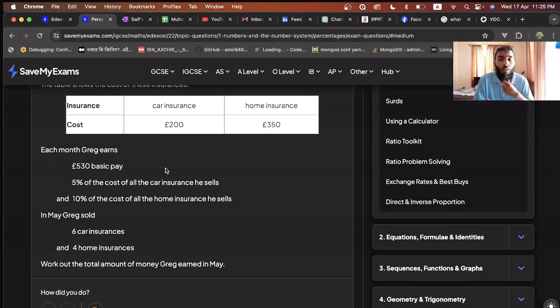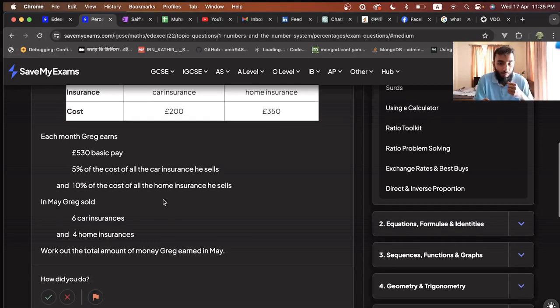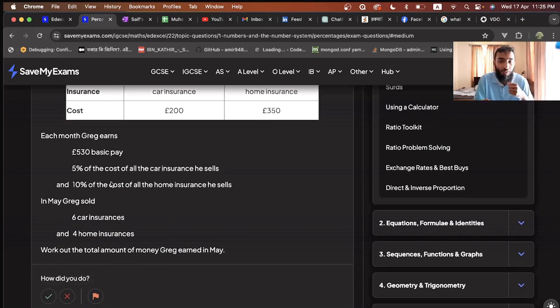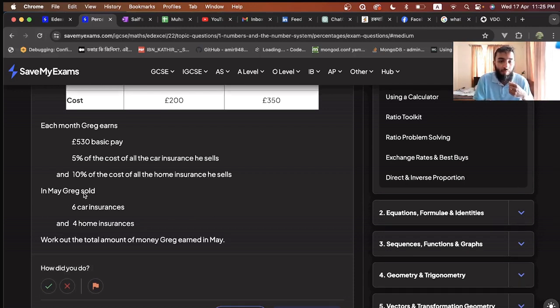So for car insurance he earns 5% of the cost from all the car insurances, and 10% from all the home insurances he sells. In the month of May, Greg sold 6 car insurances and 4 home insurances. So you have to work out the total amount of money Greg earned in May.